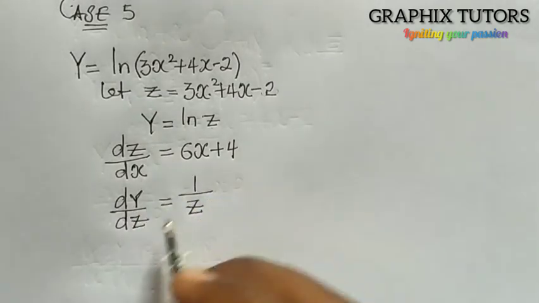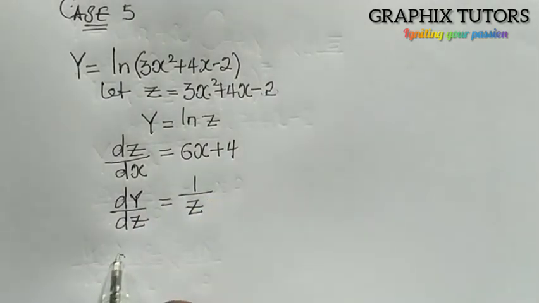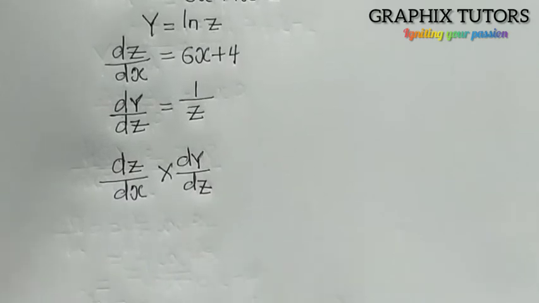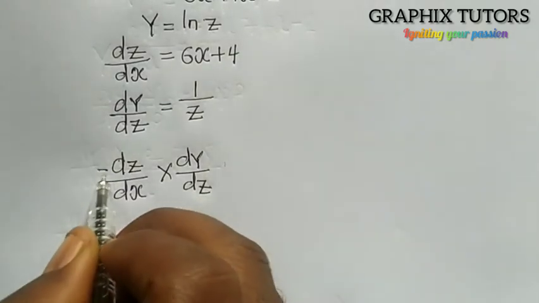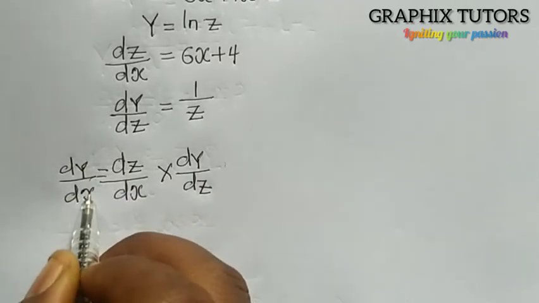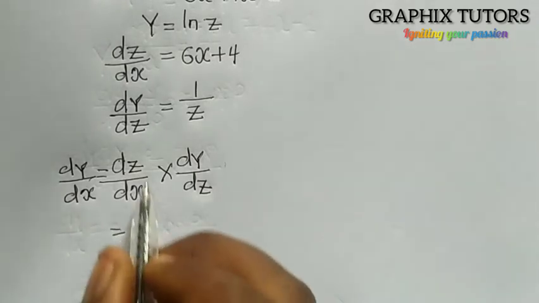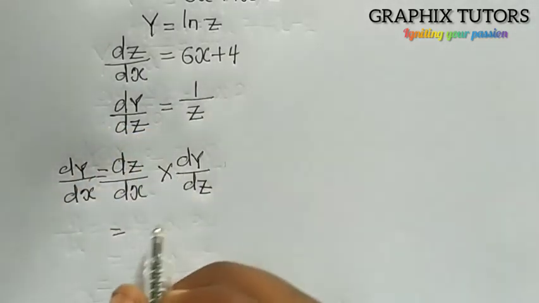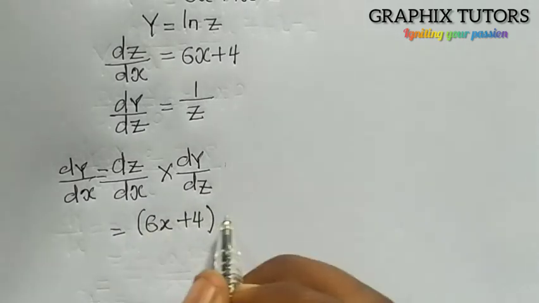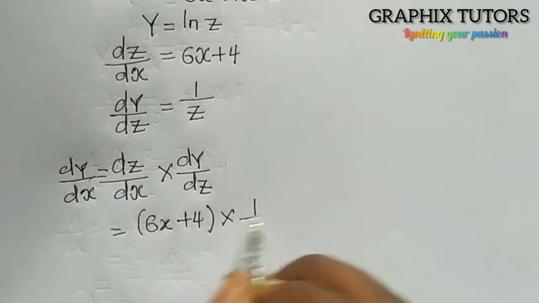So I'm going to multiply both of them. So I will now write that dz all over the x multiplied by dy all over the z. This is going to give me dy over the x, right? So when you have the z over the x, what is it? We have 6x plus 4, right? Then multiply by dy over the z, which is 1 all over what?